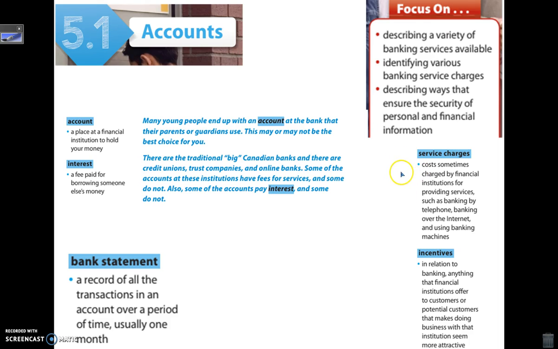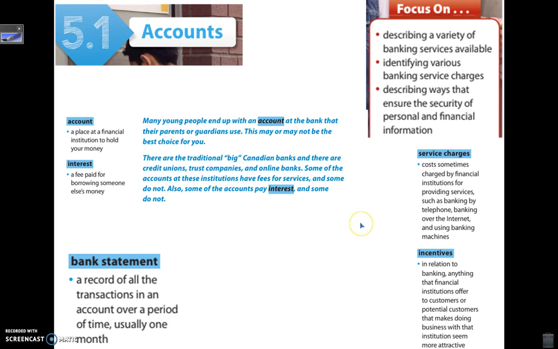Those are costs sometimes charged by the financial institutions for providing services such as banking by telephone, banking over the internet, or just using banking machines. So certain accounts only have a number of charges or transactions that they're allowed to actually use per month. Some are unlimited, and those cost a different amount than someone with, let's say, a student account who's not going to use their account that much.